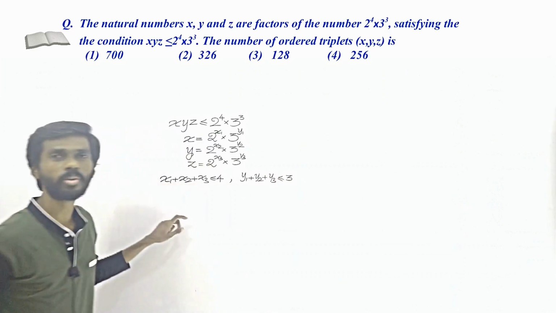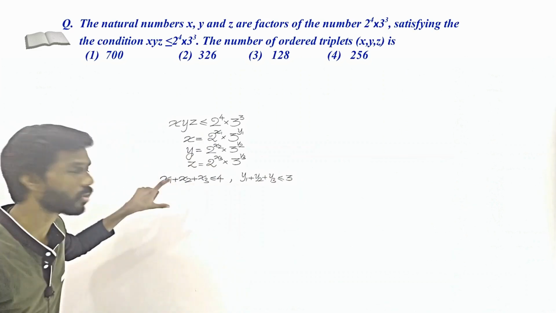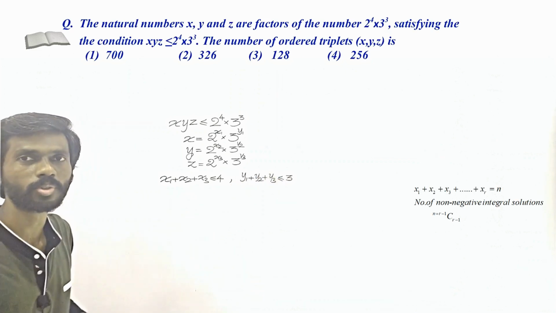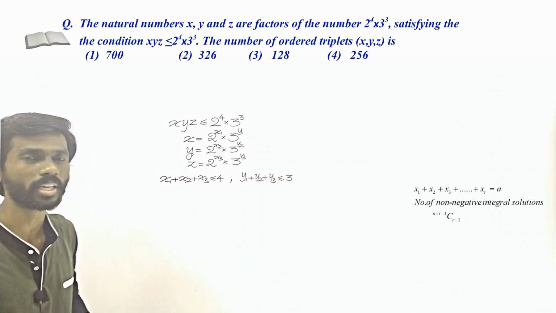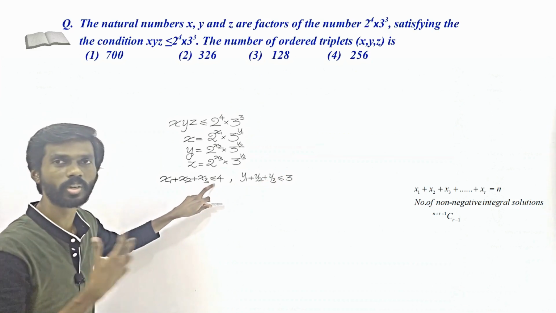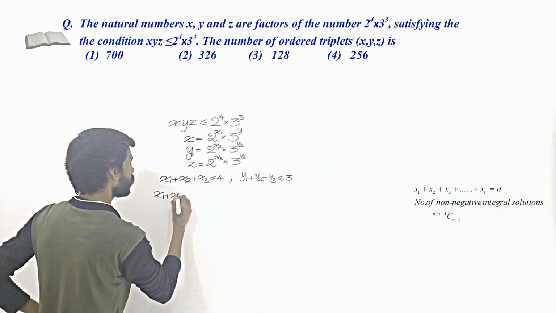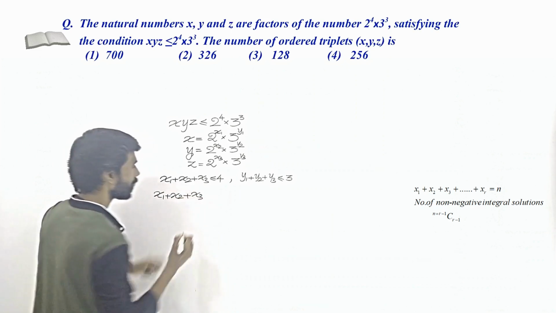Alright, so we know how to solve an equation of this type, but this is not an equation, this is an inequality. For an equation like this, we know the number of solutions, n plus r minus 1 c r minus 1, but this is an inequality, so we'll convert this into an equation. So x1 plus x2 plus x3 is less than or equal to 4.